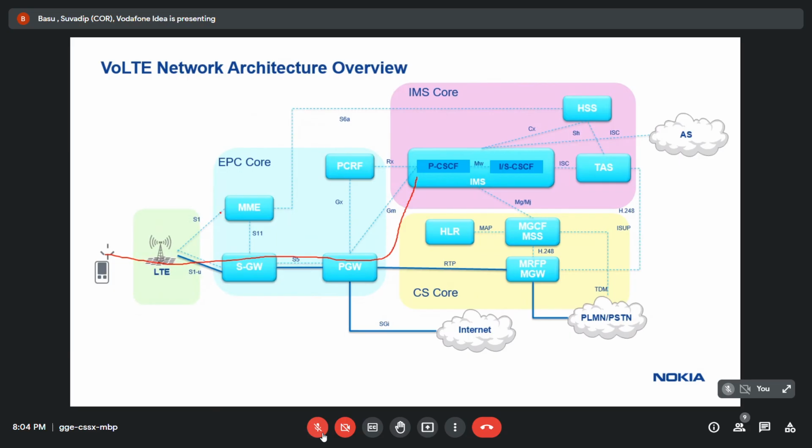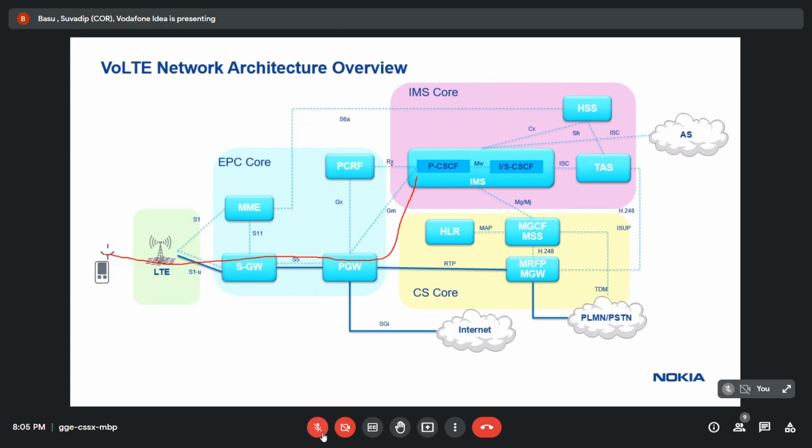The other very important interface is the PCRF and the SBC interface. That is what we call the RX interface. Now, why does the PCRF require to be connected to the PCSCF or the SBC? The reason is that the PCRF is only governing the quality of service. So what QoS needs to be given to the user, that is determined by the PCRF. So the PCSCF obviously has to communicate with the PCRF.